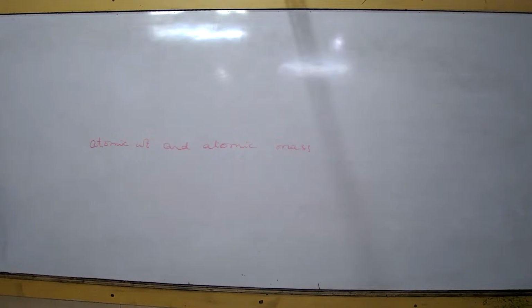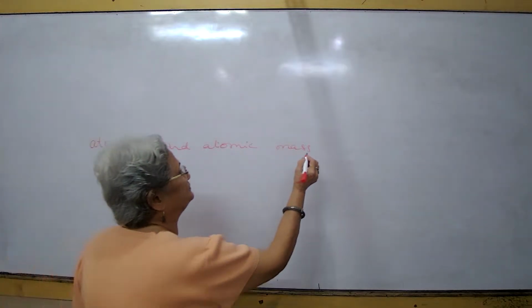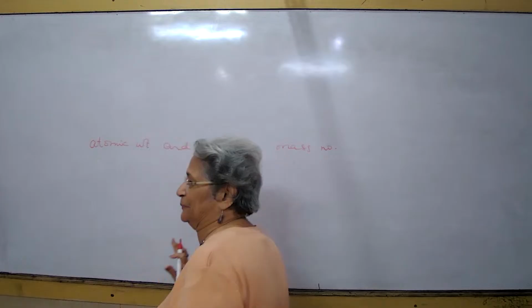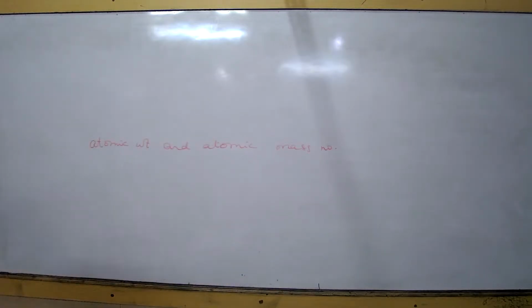Then what is mass number? Atomic mass number is the same thing. Okay, we put the atomic mass number. Fine. What is the difference between atomic weight and atomic mass number? Can you tell me? Why are you wearing the same color shirt as I am wearing? Anything?